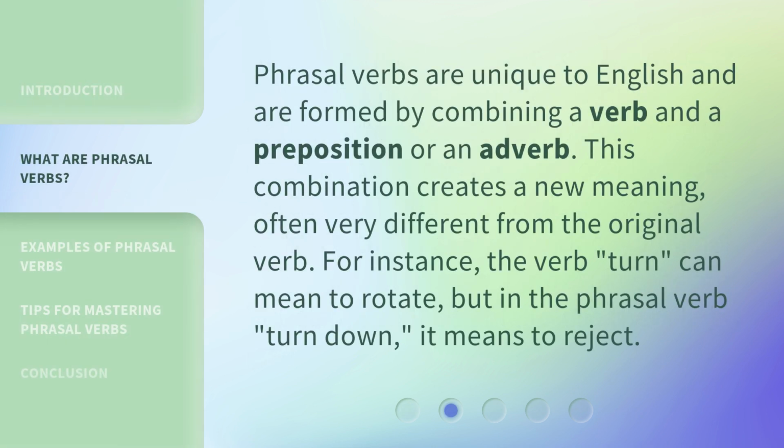Phrasal verbs are unique to English and are formed by combining a verb and a preposition or an adverb. This combination creates a new meaning, often very different from the original verb. For instance, the verb turn can mean to rotate, but in the phrasal verb turn down, it means to reject.